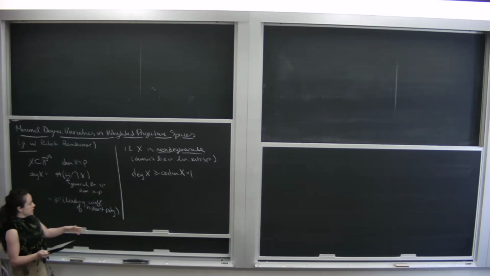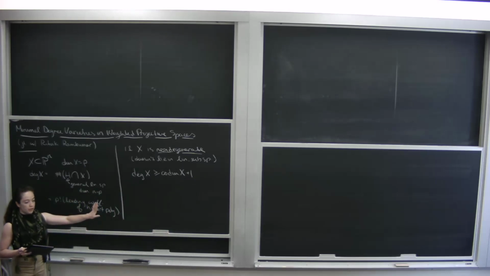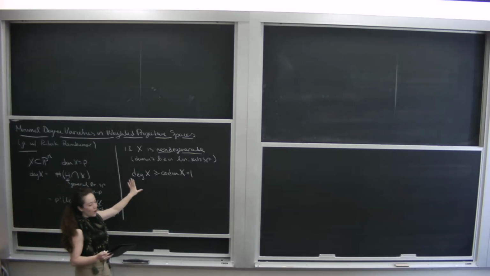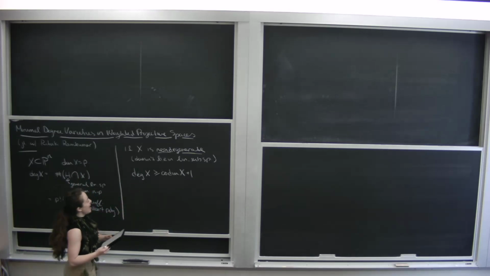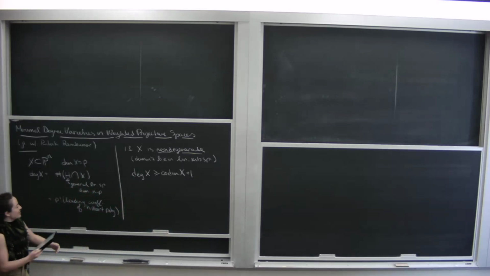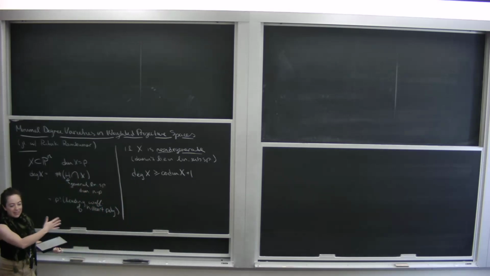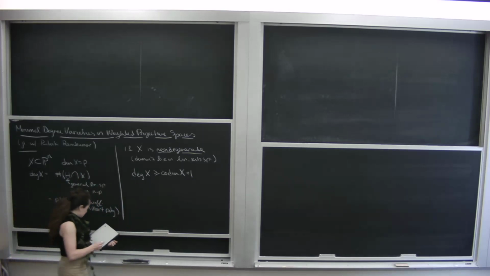All right, so this says that in P^2, a line is contained in a line. This is the startling mathematical fact of the day. So this is the minimal degree that a variety can have. Anything with lower degree than this will be degenerate.